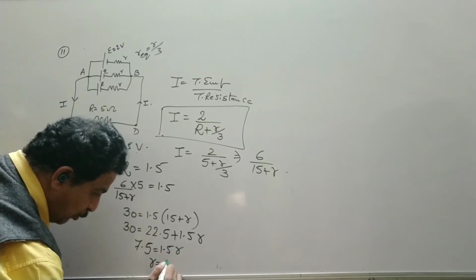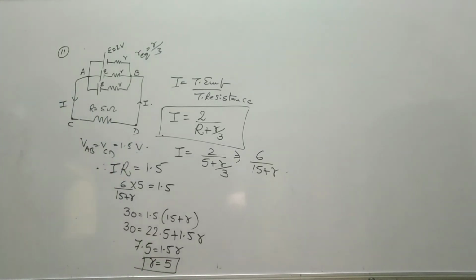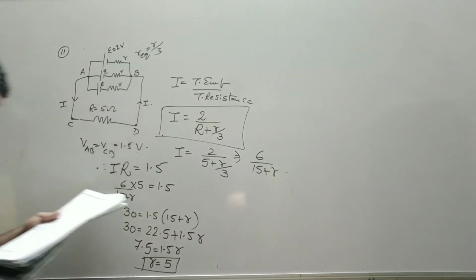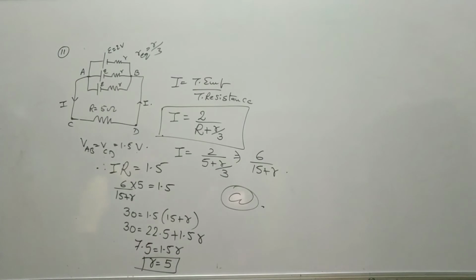So r is equal to 5. r is equal to 5. So the total internal resistance of this combination or the given circuit is 5 ohm. That is option number A.